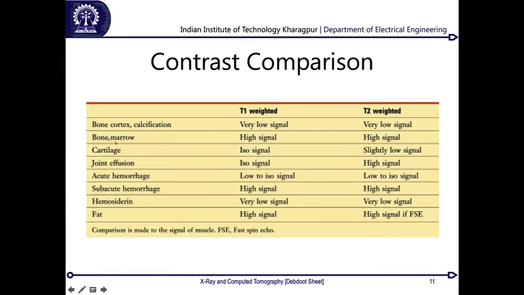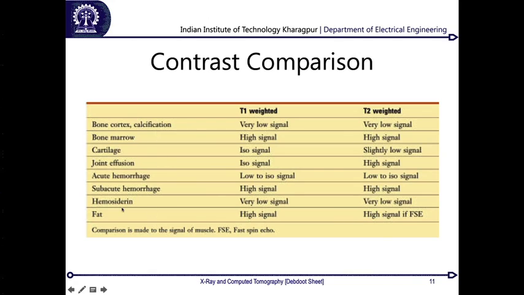The other one is bone marrow. Bone marrow will always give a much higher signal both in T1 and T2, which is again contrary to CT. In CT generally you will get a low signal corresponding to bone marrow because X-rays don't get attenuated within the bone marrow in any way. So from there we go on to fat as well.